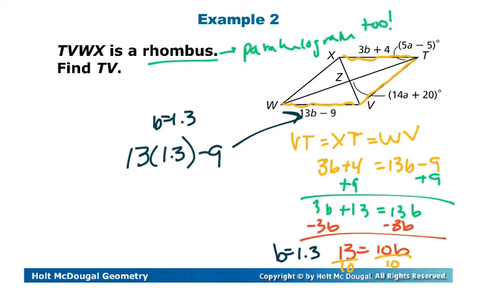Just grab a calculator here. Alright, 13 times 1.3 minus 9 means that we have 16.9 minus 9, or 7.9. And so that equals VT and equals XT and also WV, and then the other side, WX.